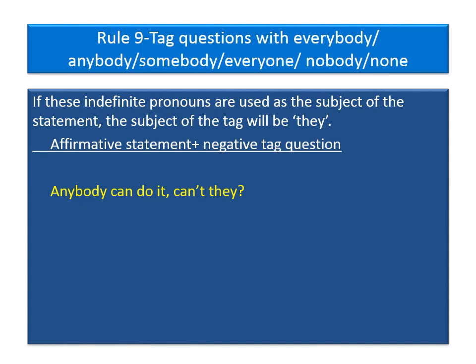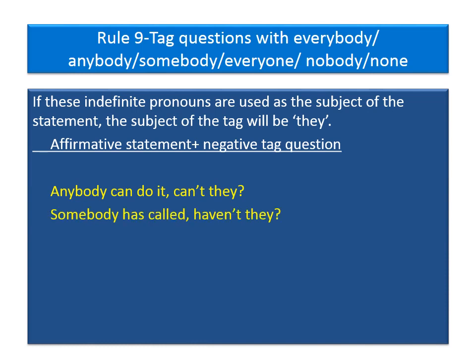Anybody can do it. What will be the tag? As the statement is affirmative, of course the tag will be negative, and the modal auxiliary verb there is can, and it will take the negative form. And for anybody, we have to use the pronoun they. So the tag will be can't they?